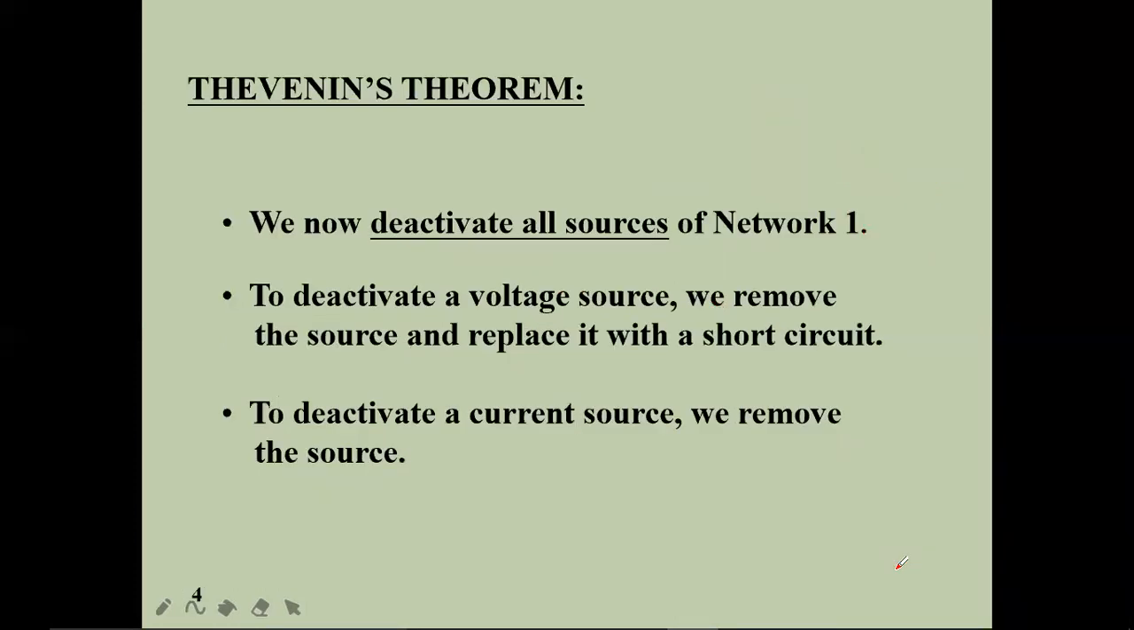In this slide, I want to give important points to you. We now deactivate all sources of network one. To deactivate voltage sources, we remove the source and replace it with a short circuit. To deactivate the current source, we remove the source.